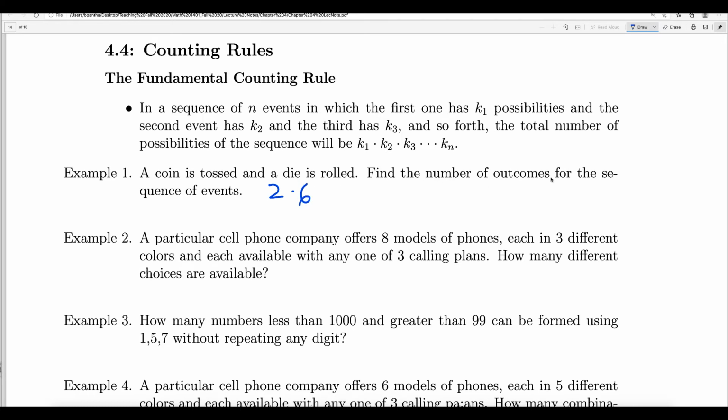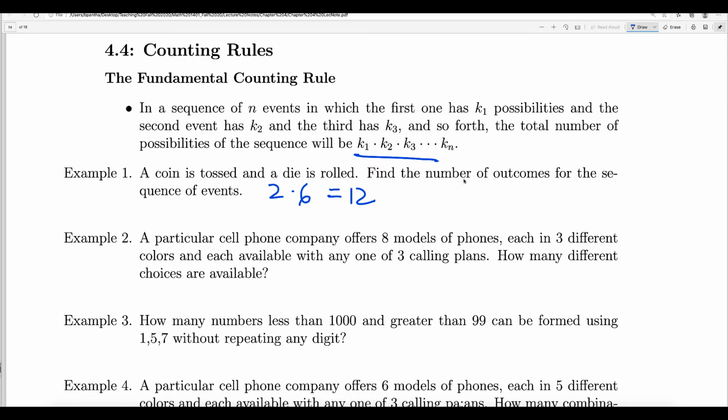Now find the number of outcomes for the sequence of events. So if you roll a dice and toss a coin together, how many different possibilities are there? It will be 12. That's what this formula says. So if you do those in sequence, then the total number of possibilities will be the number of possibilities in the first times the number of possibilities in the second one, right? And then you multiply that, it will be 12.